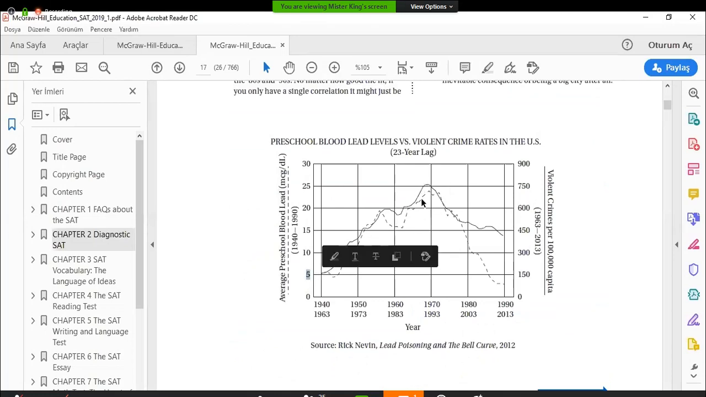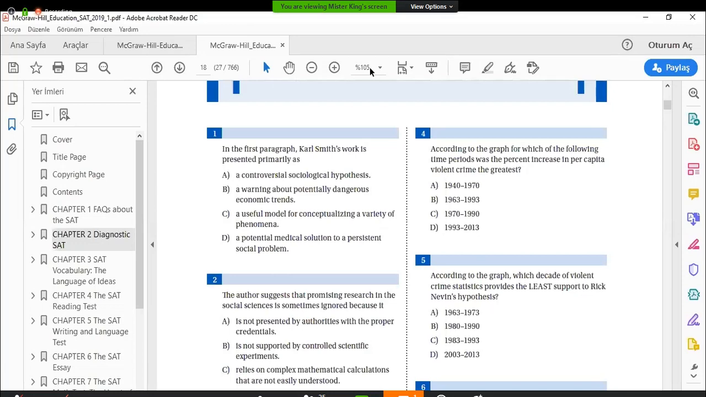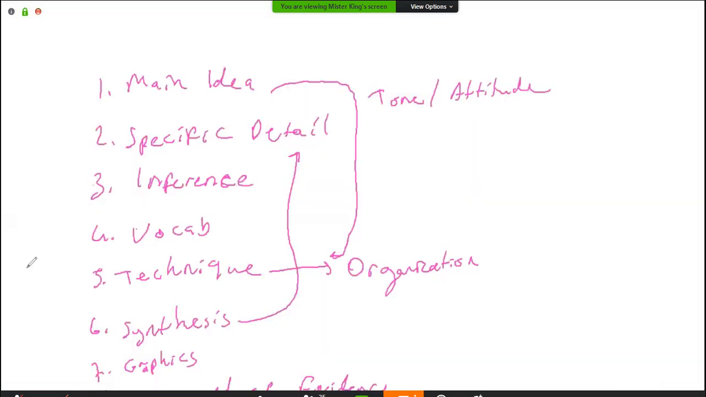Teacher, the solid line is per capita and the dashed line is the blood lead, teacher. Yeah, that's right. Broken line for blood lead and solid line violent crimes per 100,000 capita. So as Eray said, the years are with 23 years added. So that's why it's this one. As Mohammed said, it's B. The highest increase is here. The greatest increase at these dates, 1963, 1993.